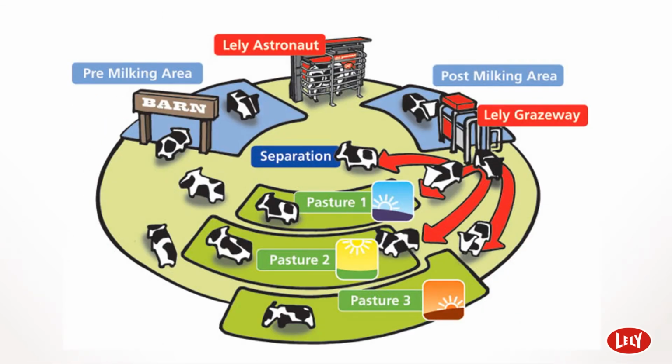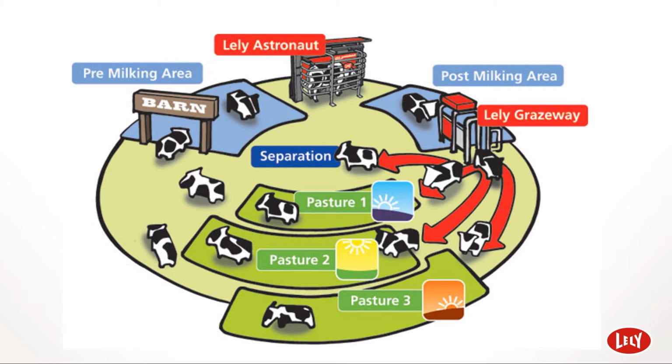Now we've got a nice diagram here which shows a simplistic version of how a cow may move through the system. The cow enters through to the pre-milking area to be milked, and then is milked through the Lely Astronaut. After a successful milking, she will proceed to the post-milking area, where she'll exit the Lely Grazeway. Now the Lely Grazeway will separate her according to where she needs to go.